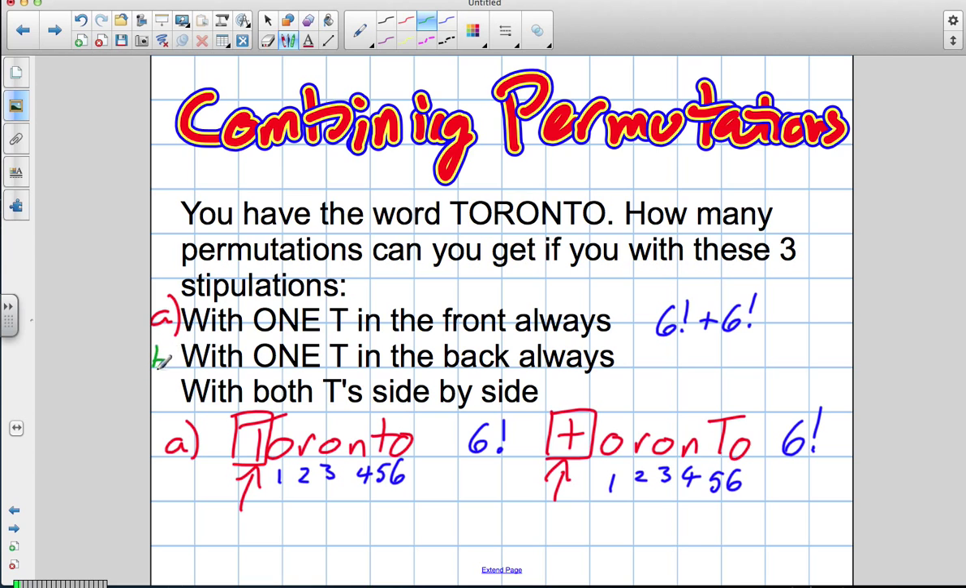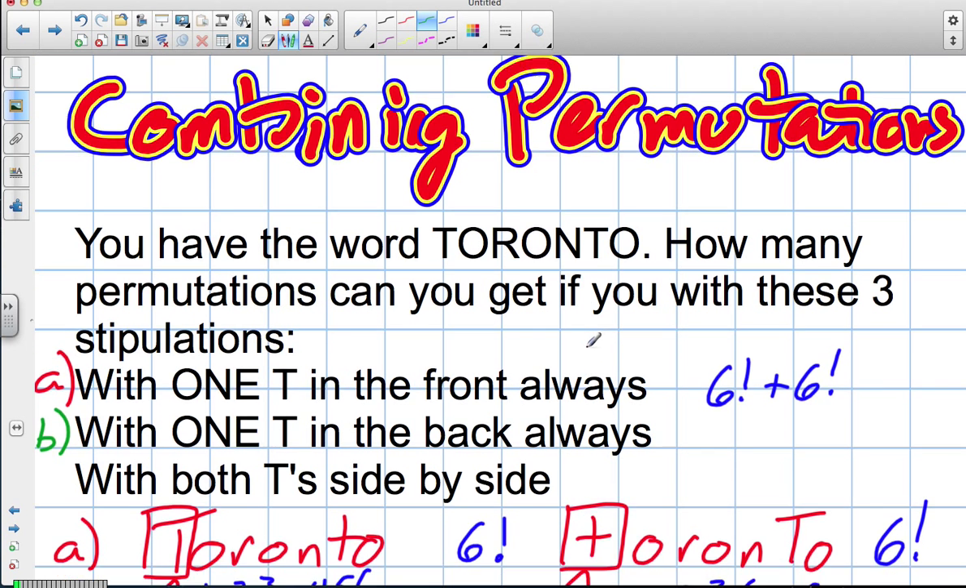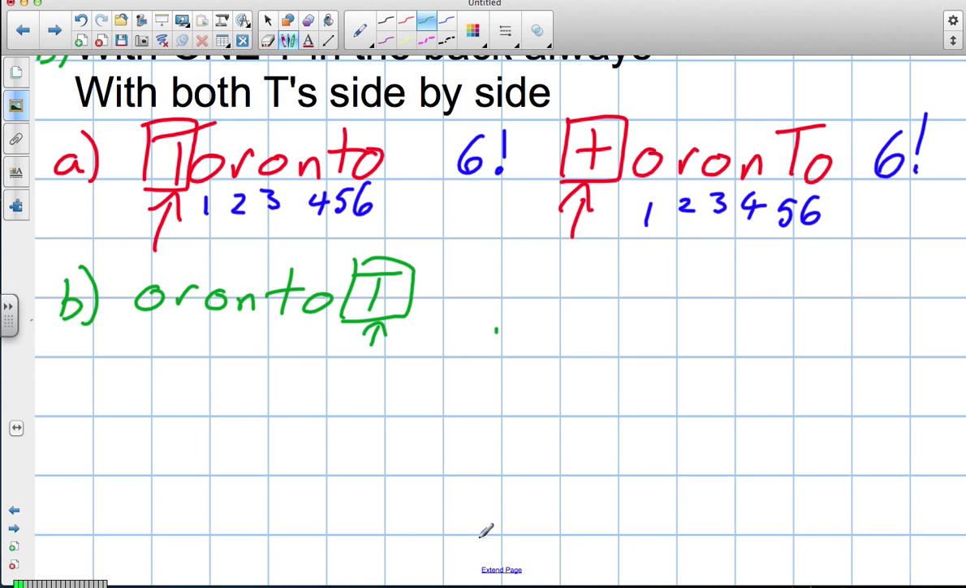For B, exact same idea, with 1 T in the back always. I'll call our question B. Let's put the uppercase T at the back. So we have O-R-O-N-T-O uppercase T. Again, that one gets pinned down. And how many permutations do we get here? 6. Yeah, exactly. We still got 6 letters to work with. So this gives us permutation 6.